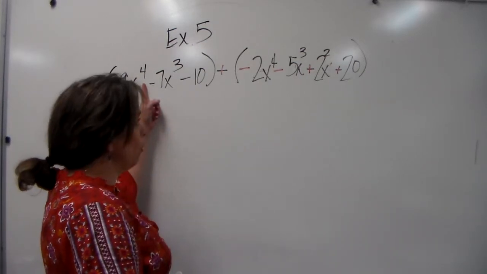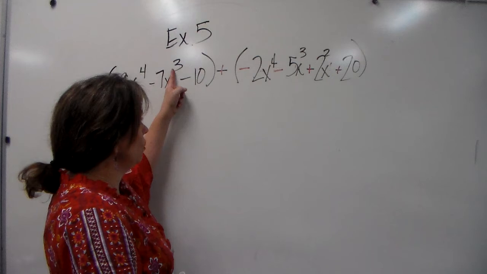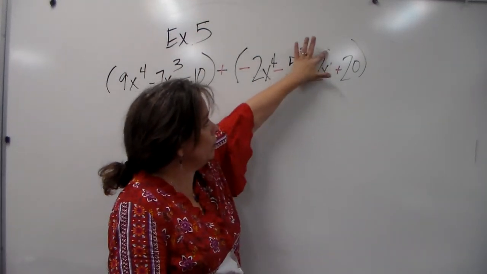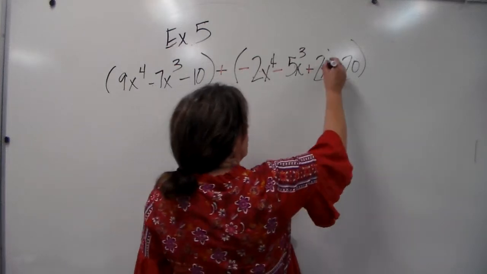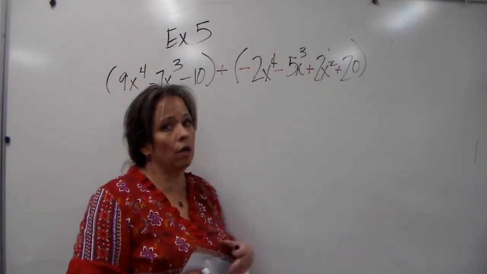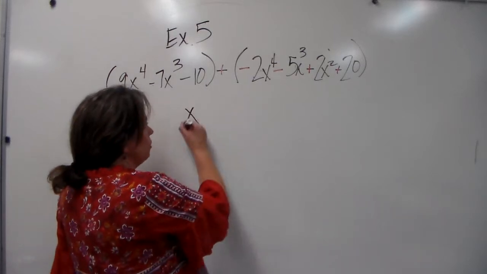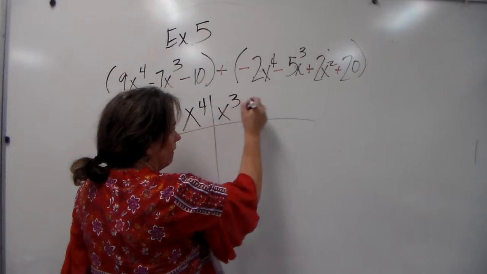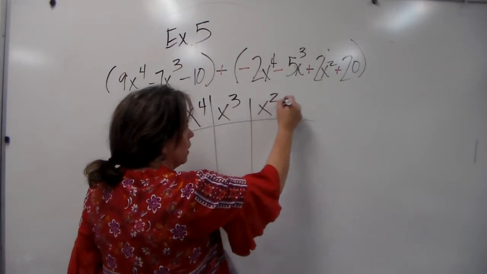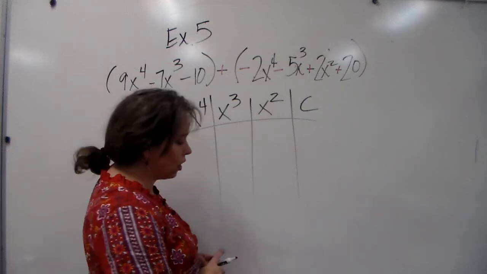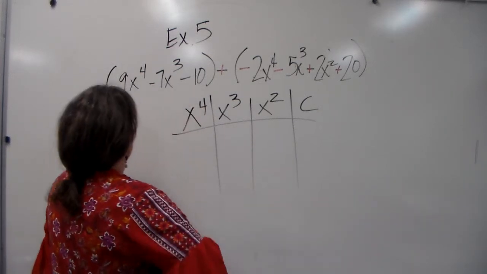We have x to the fourth terms, x to the third terms, x squared terms. But you'll notice we don't have any x terms. So I don't need a column for my x terms. But I do want to make sure I have a column for all the kinds of terms that I do have. So we don't have x terms, so we're going to go right to our constants, right?